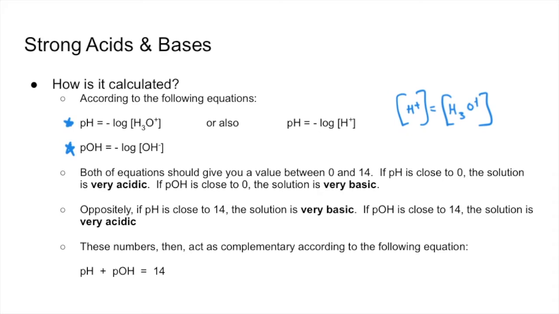Together, these numbers act as complementary according to the following equation. If you calculate pH and pOH of a solution and you add them together, it will equal 14. While we're not going to use this equation down here today, it is one that we are going to use in the future, one that we can manipulate and take advantage of to solve for some of these other variables. But right now, today, we're just focusing on these two equations first: how to calculate pH, how to calculate pOH.